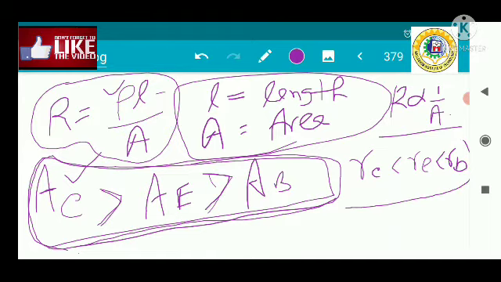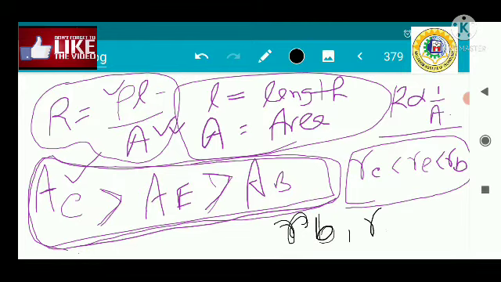From this simple concept of the formula of the resistance, you can easily relate this. That means base has the highest resistance, and after that Re and Rc.